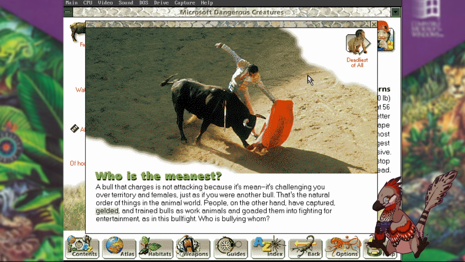Bulls fight to protect their territory. That's part of nature. But people make bulls fight for entertainment. A bull that charges is not attacking because it's mean. It's challenging you over territory and females, just as if you were another bull. That's the natural order of things in the animal world. People, on the other hand, have captured, gelded, and trained bulls as work animals and goaded them into fighting for entertainment, as in this bullfight. Who is bullying whom? Good question. I'm not a fan of the bullfights, to be quite honest.